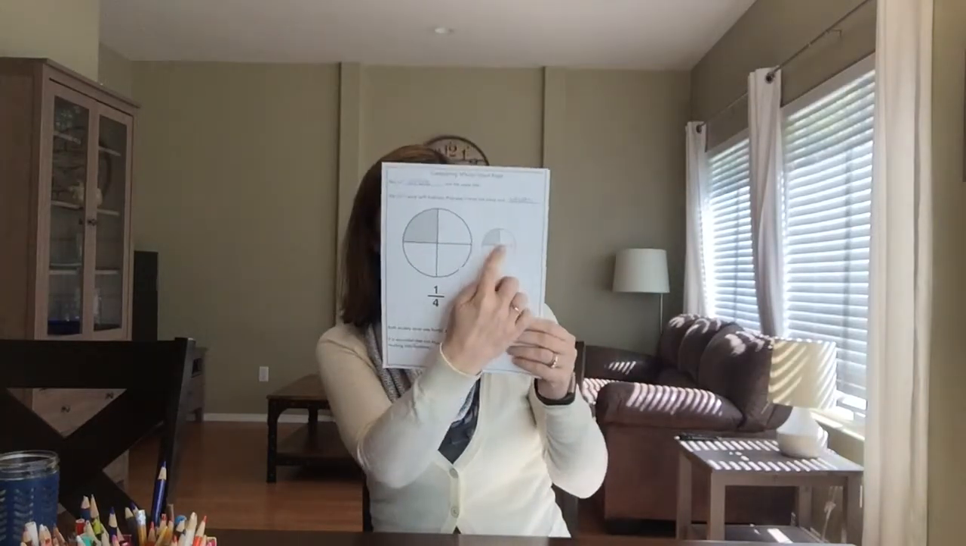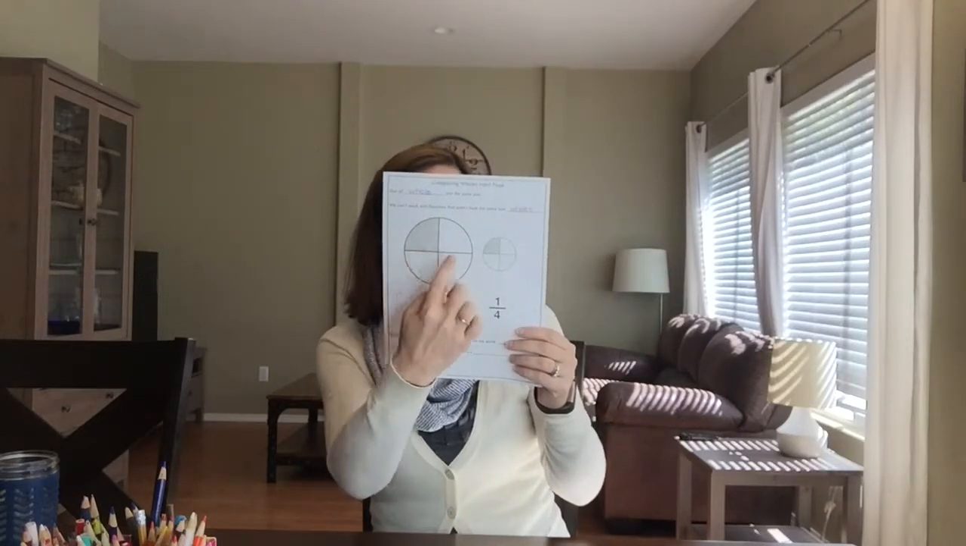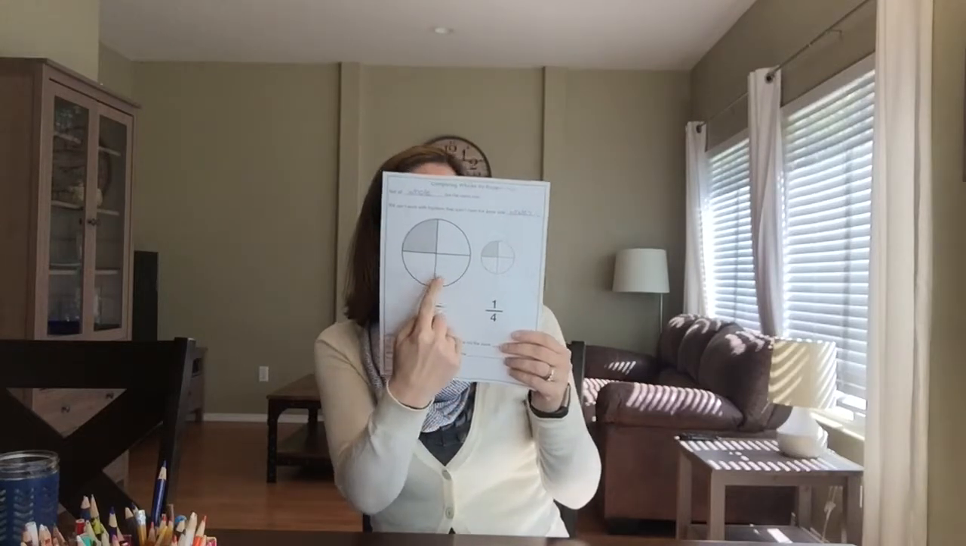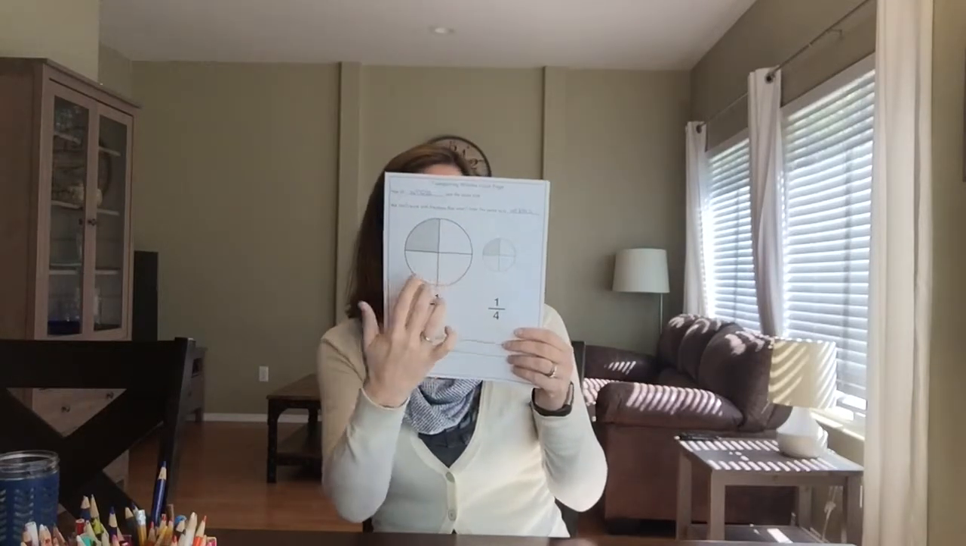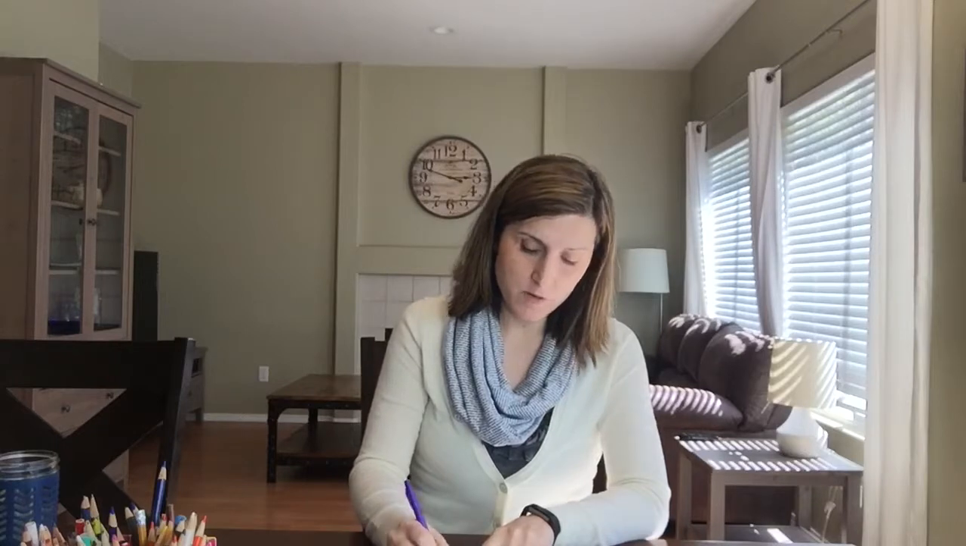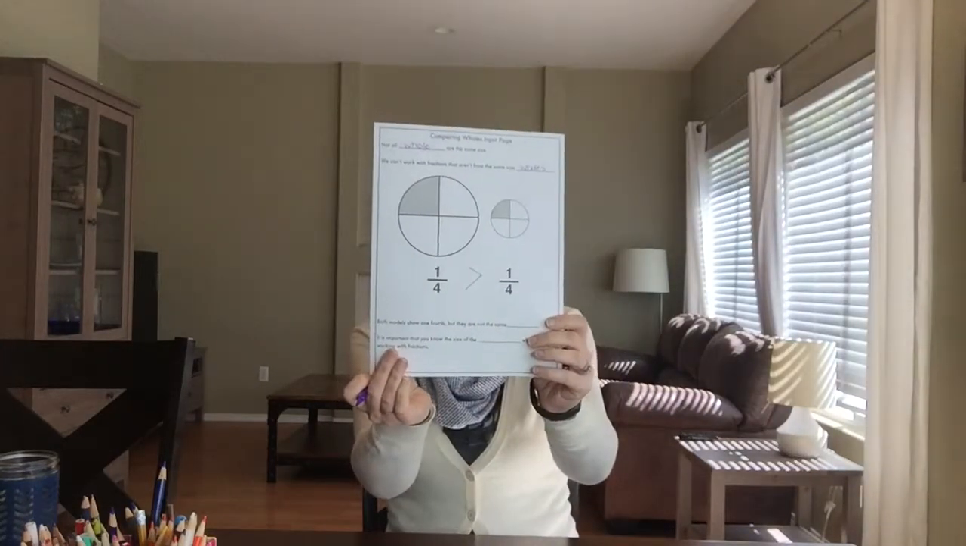Let's look at what we have here. So we have two circles. They both have one piece colored in. They both have 4 total pieces. So the fraction to describe both of them is 1/4. But this one is much bigger than this one. And so in this case, we would say that this 1/4 is greater than that 1/4. Even though usually 1/4 should equal 1/4, it doesn't if the whole is different.